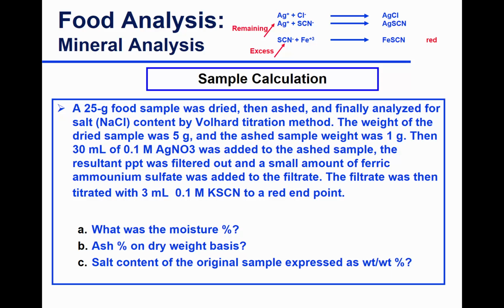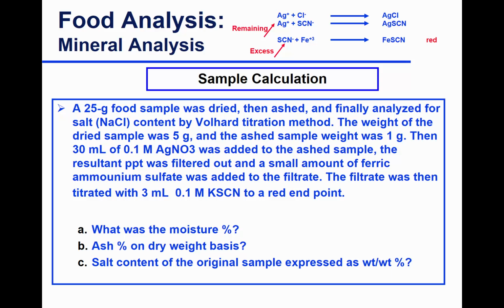Okay. So remember, we add excess silver nitrate at the beginning. A portion of it will react with the chloride. The remainder of it is going to react with the potassium thiocyanate, right? It's telling you how much of this reacted. The number of moles of this will be equal to the number of moles of the remaining silver nitrate.